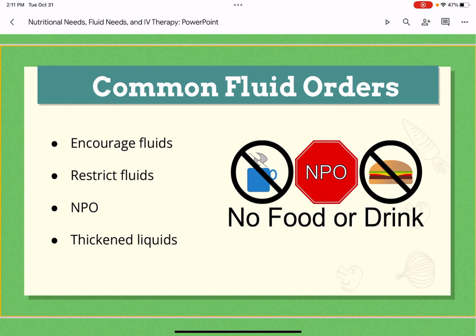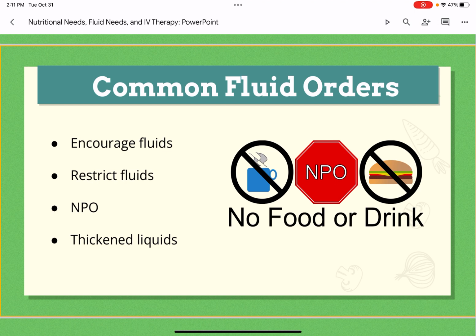A patient may need a special fluid order to meet fluid needs. The order is part of the person's care plan. Encouraged fluids means the person drinks an increased amount of fluids. It's used to treat or manage dehydration, UTIs, and kidney stones.